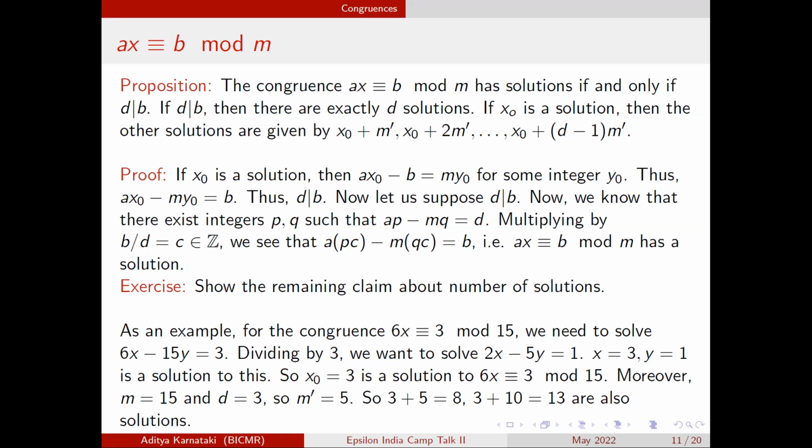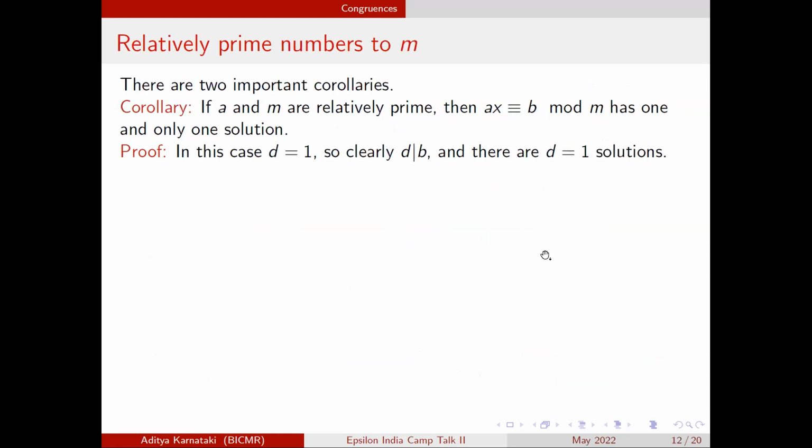Okay, so far? Good. There are two important corollaries. If A and M are relatively prime, then Ax congruent to B mod M has one and only one solution.